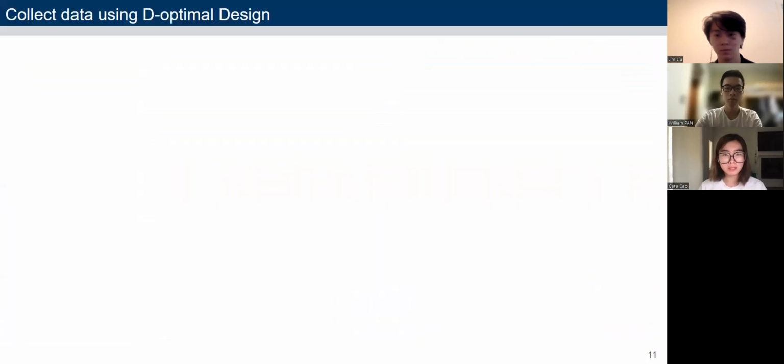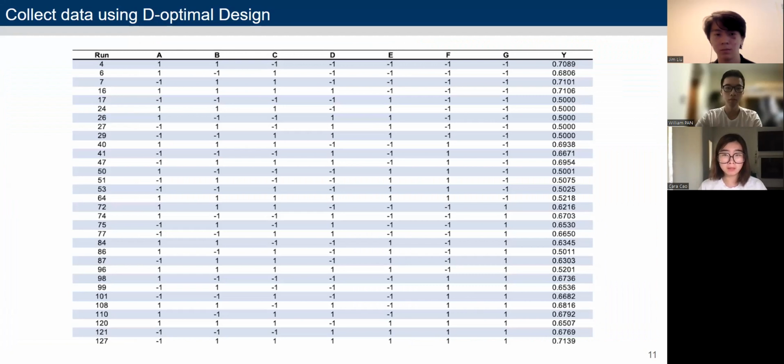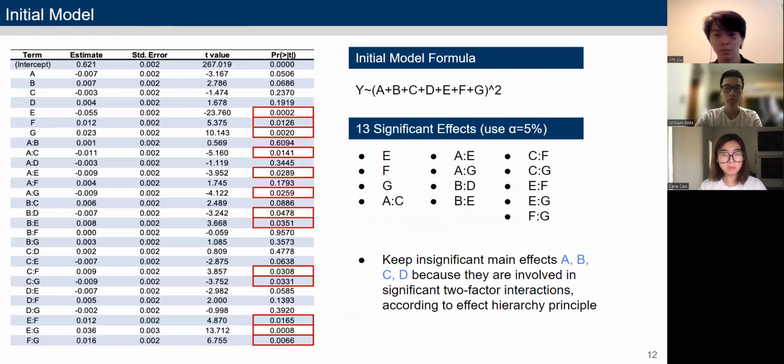We first collect data using our recommended optimal design by using the diabetes auxiliary dataset and get response Y, which is cross-validation accuracy for each run. We then fit the data to our initial model, which includes all main effects and 2 interaction effects, and get the result of 13 significant effects using a significance level of 5%. According to the effect hierarchy principle, we keep the insignificant main effects A, B, C, D in the next model because they are involved in significant two-factor interactions.